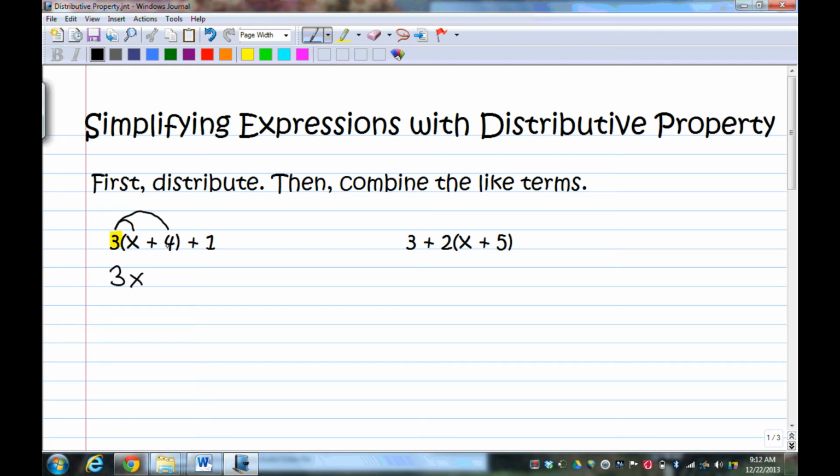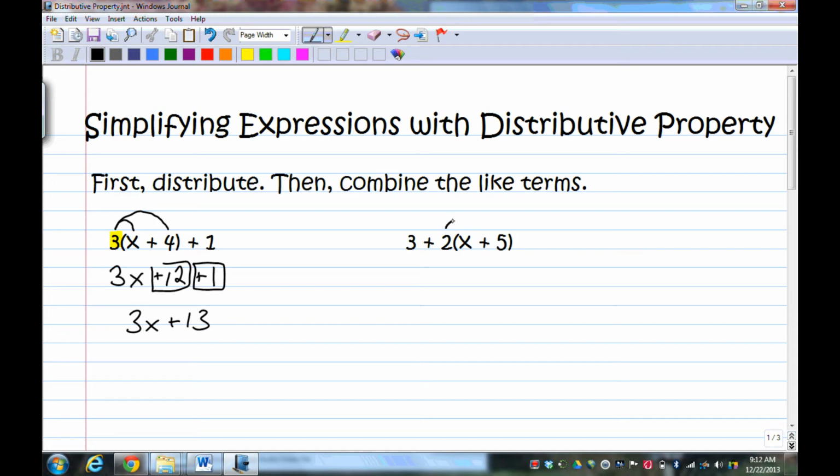Then I have 3 times 4, a positive 4, gives me plus 12. And then this plus 1 is on the end. Now my like terms, I have this plus 12, and I have this plus 1, 3x plus 13. All right, on to the next one.